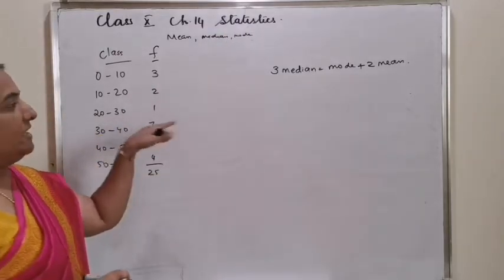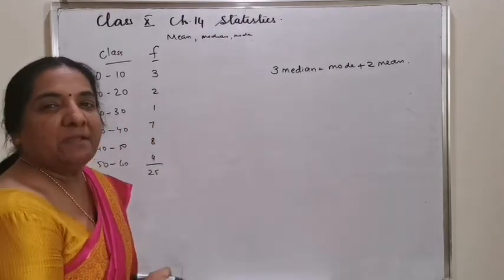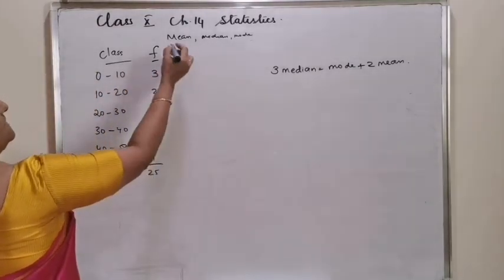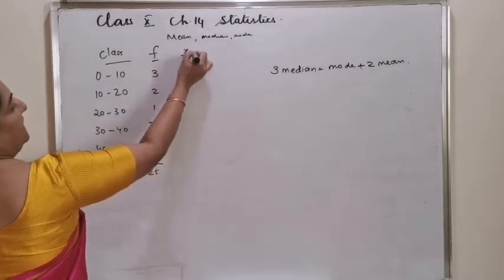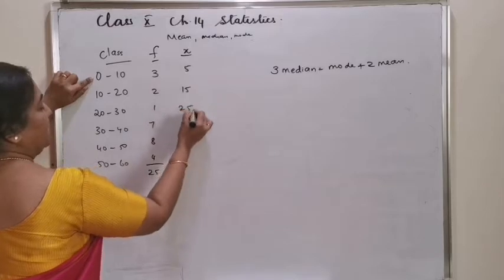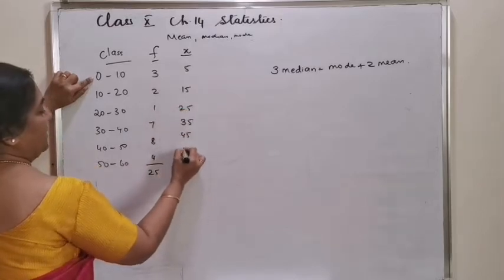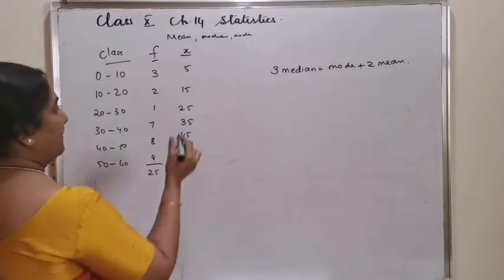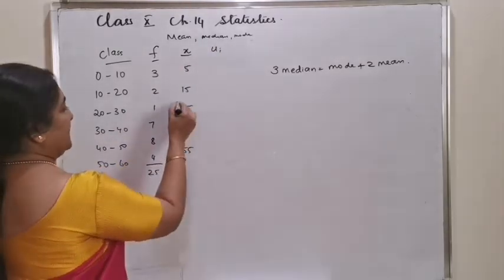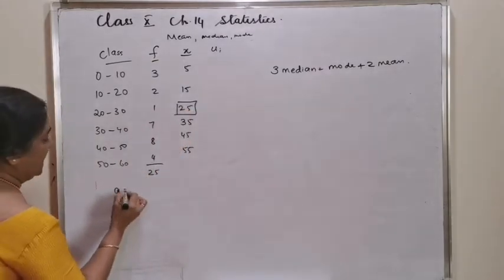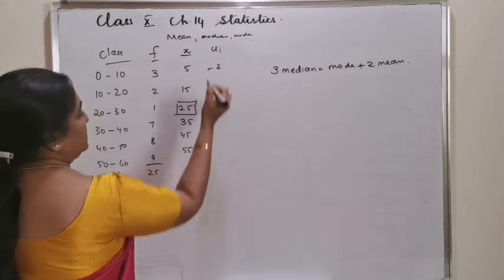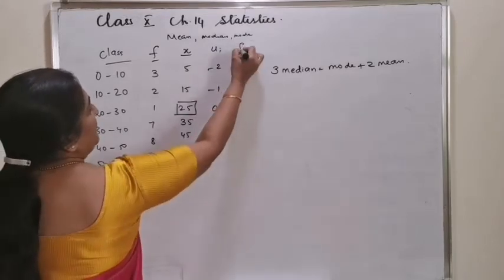Let's see whether we can find out and check whether the formula will be correct or not. For arithmetic mean, we will have to find out mid-x. Between 0 and 10, it is 5, 15, 25, 35, 45, 55. And then for arithmetic mean, the next column is u_i. Approximately the center value we can assume as the assumed mean: 0, minus 1, minus 2, 1, 2, 3.